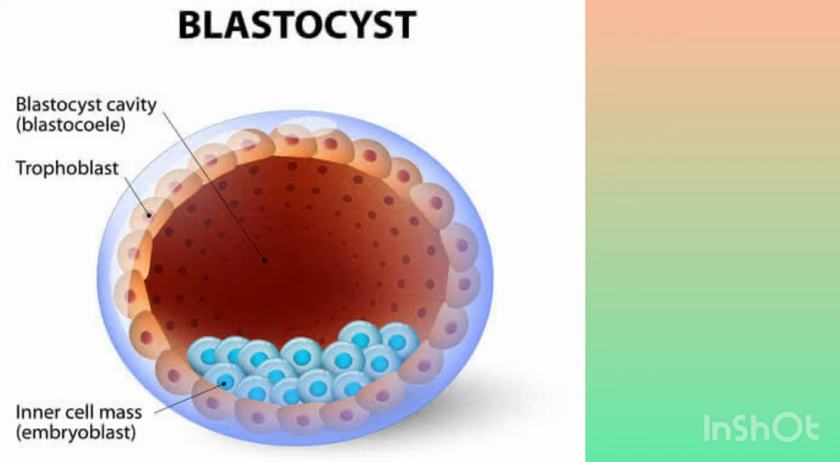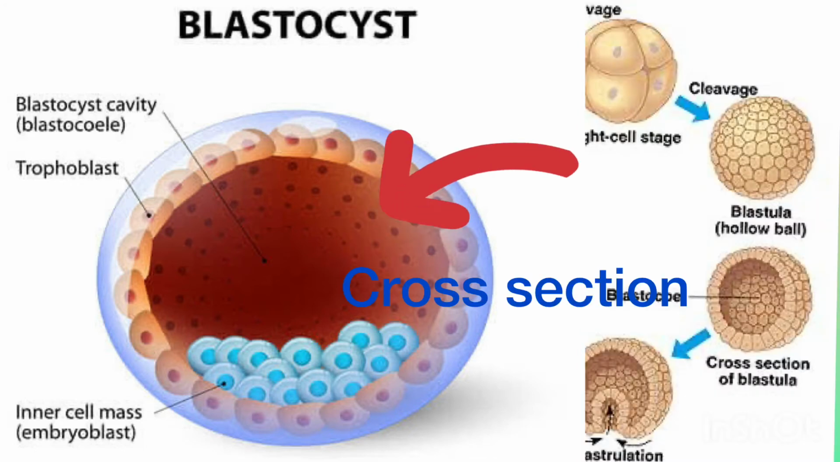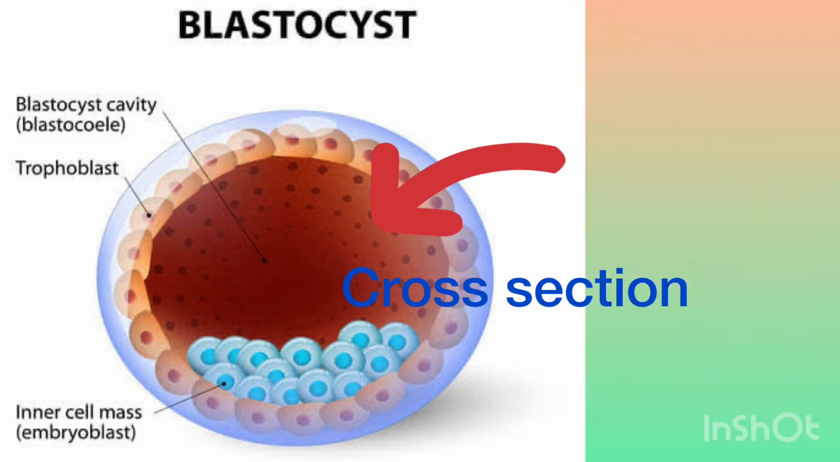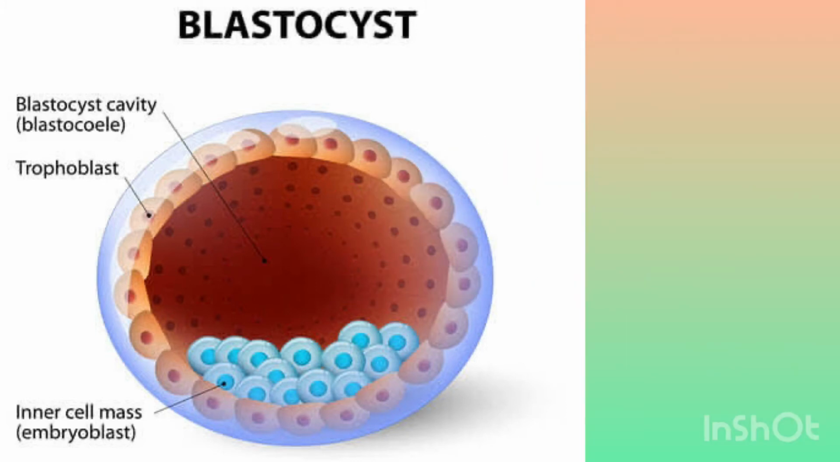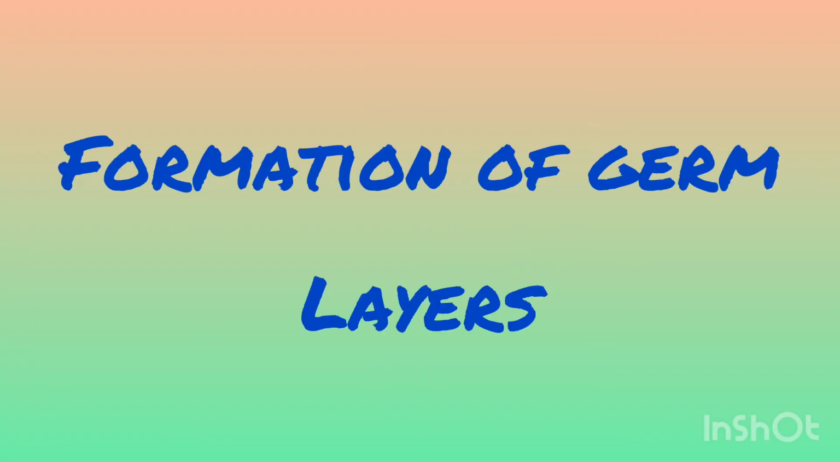Now the inner cells move into one corner and now they can be termed as the embryoblast, and the outer cells form a separate layer which is now termed as the trophoblast, and the cavity that is being formed because of the fluid buildup is now called as the blastocele, and this entire structure has now become a blastocyst. Now let's see how the germ layers are formed.